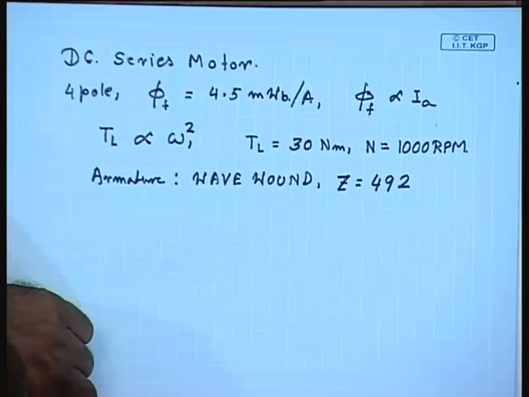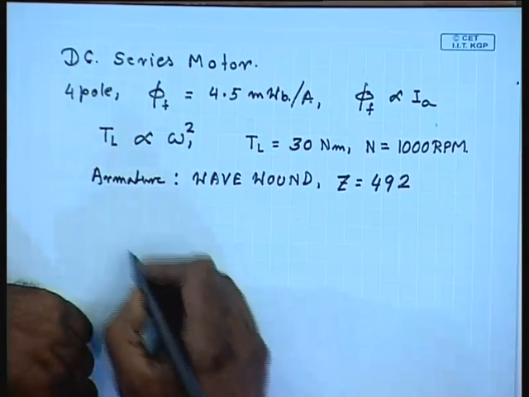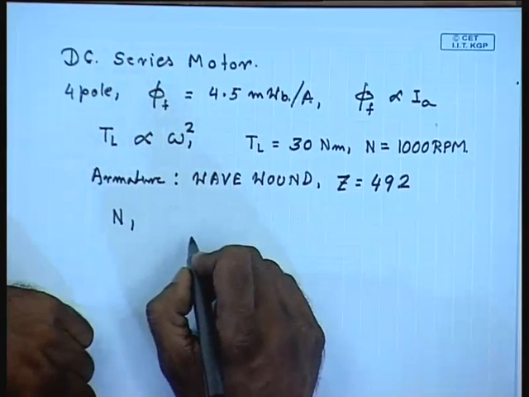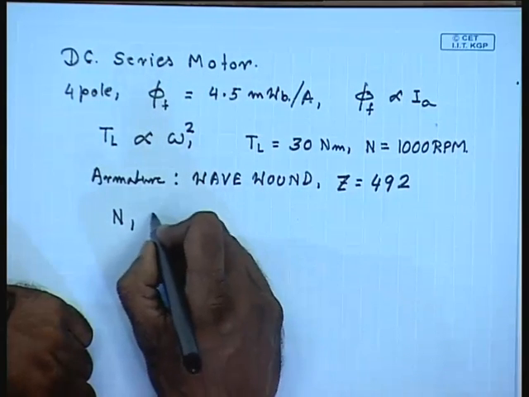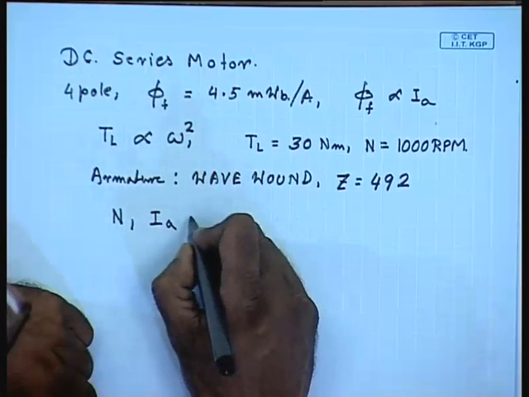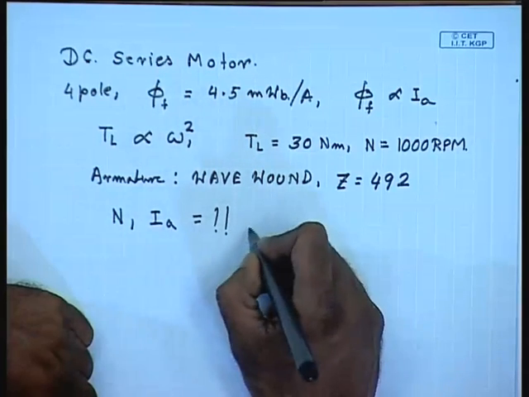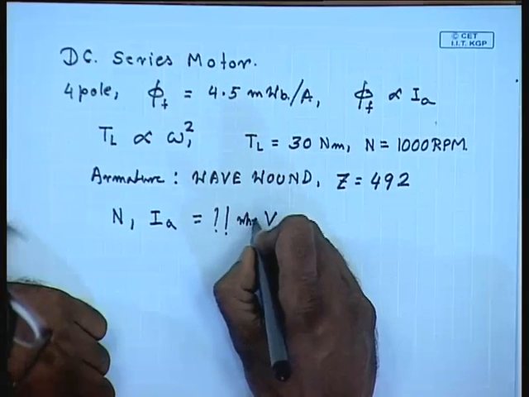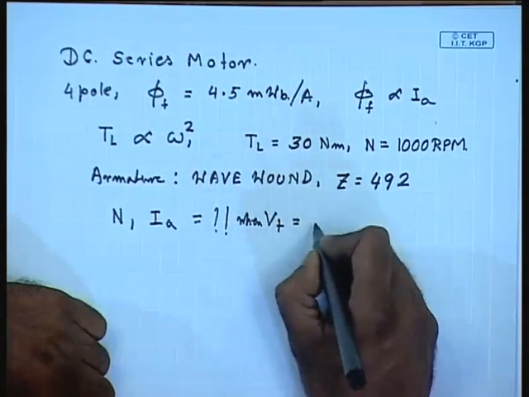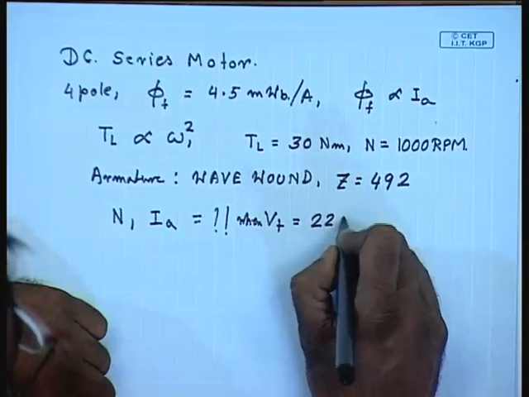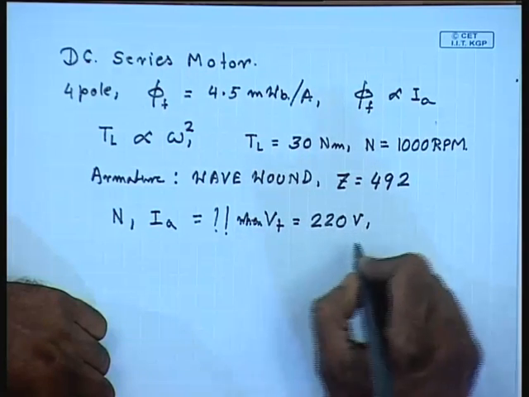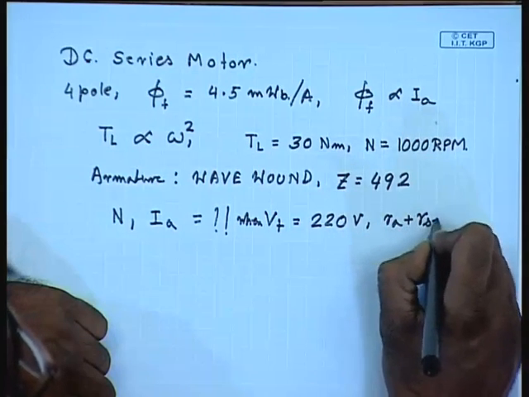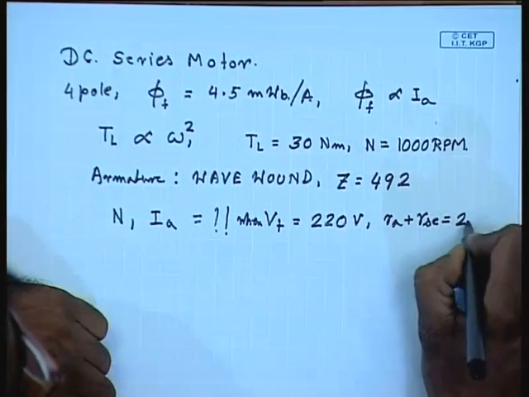So, we have to determine the speed n and current Ia when this motor is connected to 220 volt. Total resistance Ra plus RAC equal to 2 ohm.